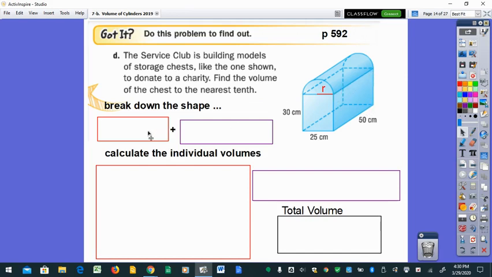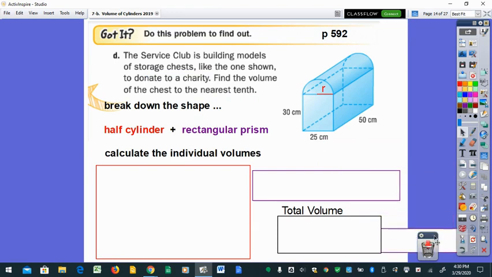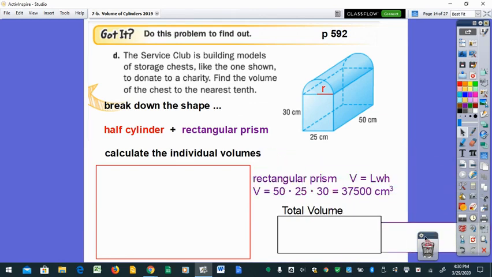So we're going to have to break down the shape. We already talked about there's going to be half of a cylinder sitting on top of a rectangular prism. I like to start with the easier part, so I'm going to find the volume of the box of the rectangular prism, which is length times width times height, and that will equal 37,500 cubic centimeters. So we're going to kind of put that to the side, and we're going to come up here. We're going to look at our cylinder.